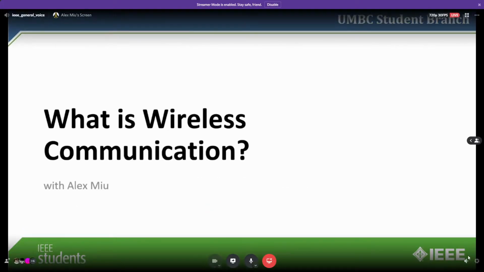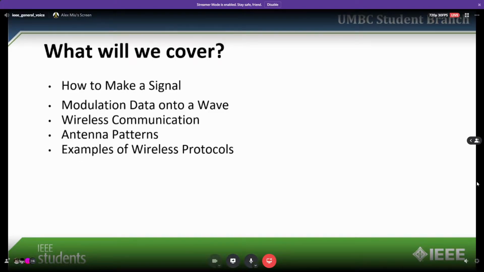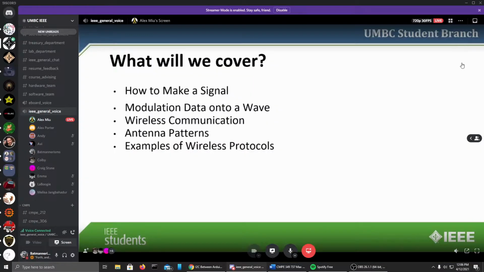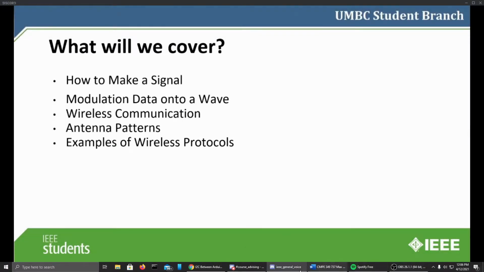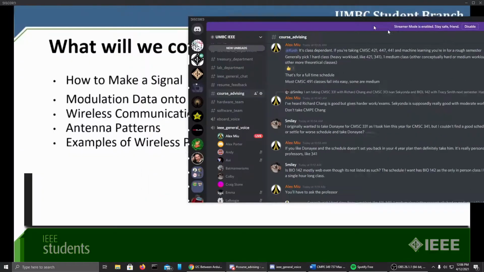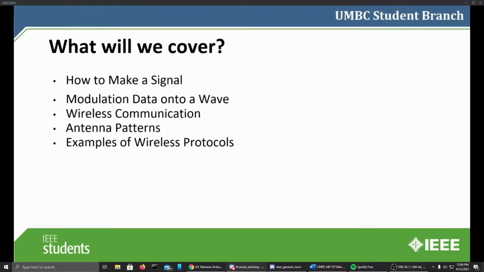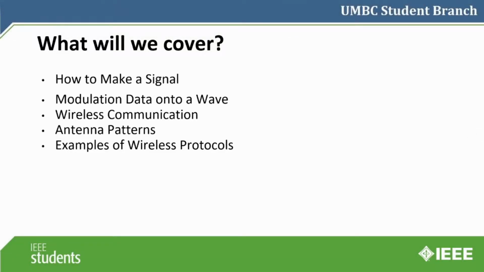So yeah, we're talking about wireless communication, and we're going to go over, essentially, you have data in one place, you want to get it somewhere else. How do you put that data onto a signal? How do you make sure that you achieve the correct error rates? How do you actually transmit it? And what are some wireless communication protocols being used right now?